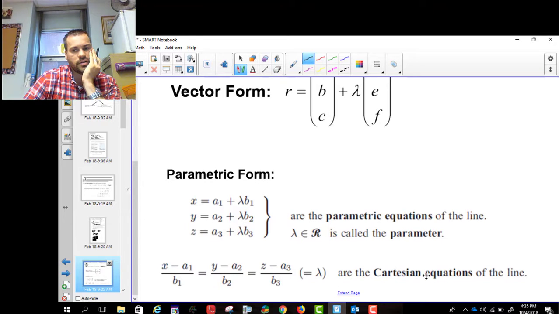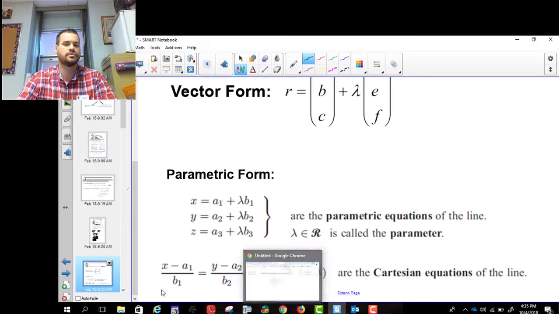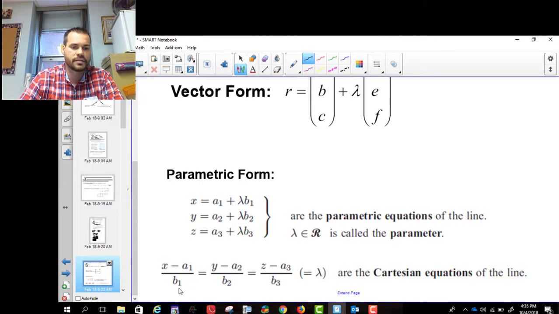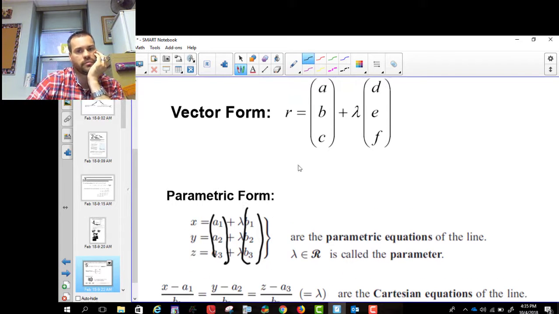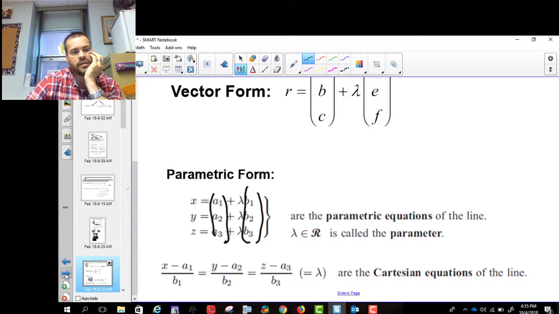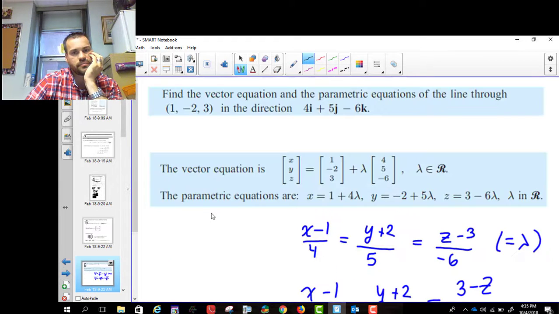All right, and if you look at Cartesian equations, you're sometimes going to see them written like this, so they're not actually solved like x, y, z. They just look like this, where x minus something over something equals y minus something over something equals z minus something over something. Those a's and b's correspond up here. If you circle these and make it into a vector, that's your position vector, and this is your direction vector from up here. That's the idea behind the vector equation of a line.